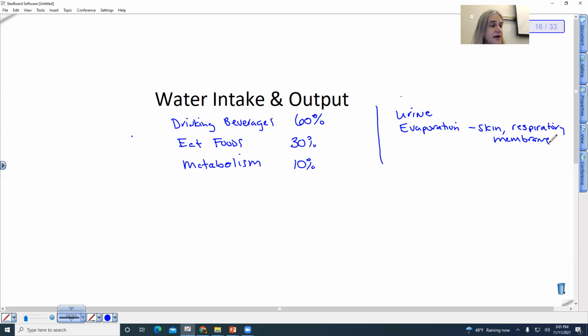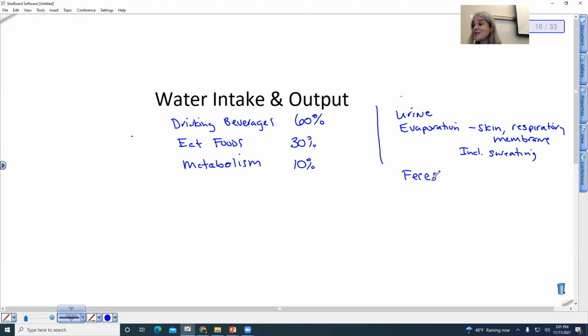Then the last one is sweat. So that would include sweating. And then we have feces.